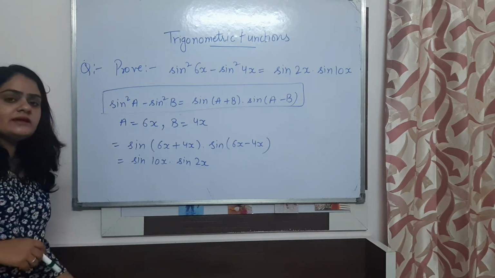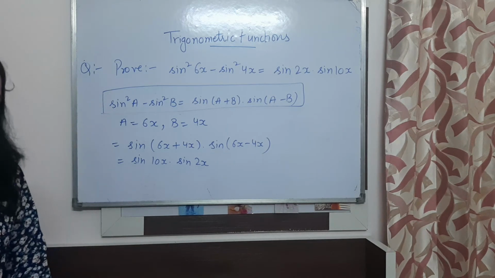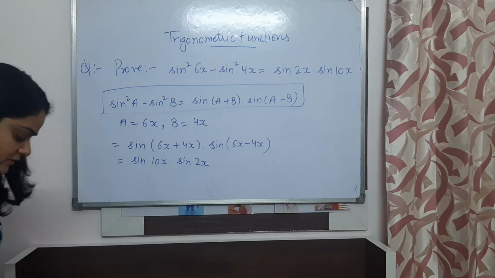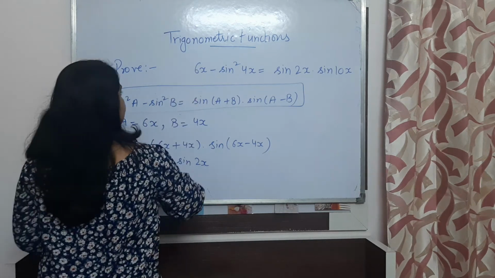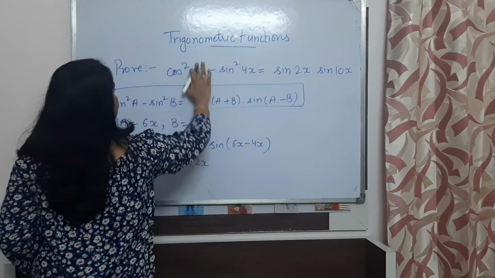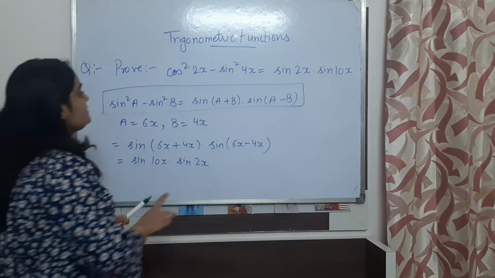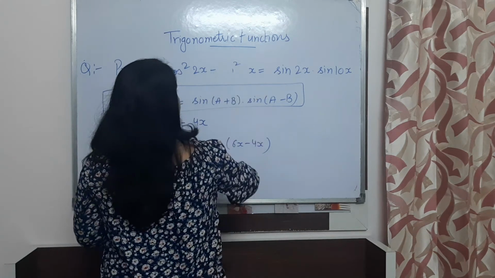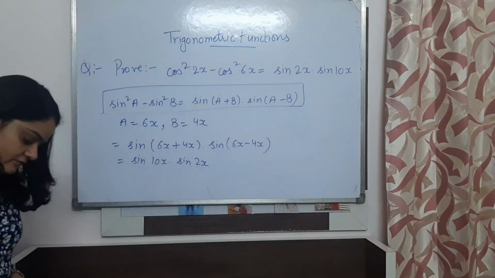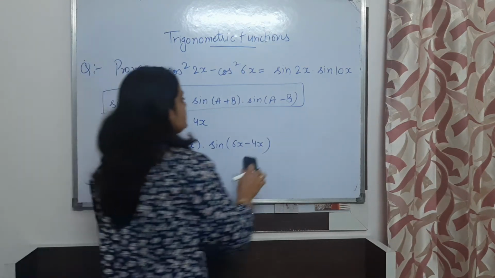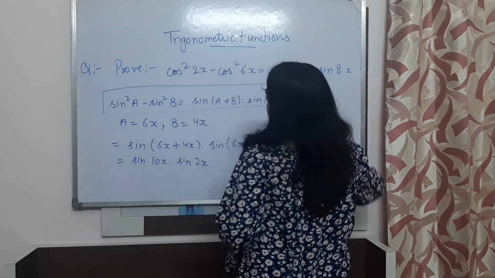Let's do one more question. When in place of sine we have cos, then in that case what do we need to do? Now the question is cos square 2x minus cos square 6x, we need to prove it equals sine 4x into sine 8x.